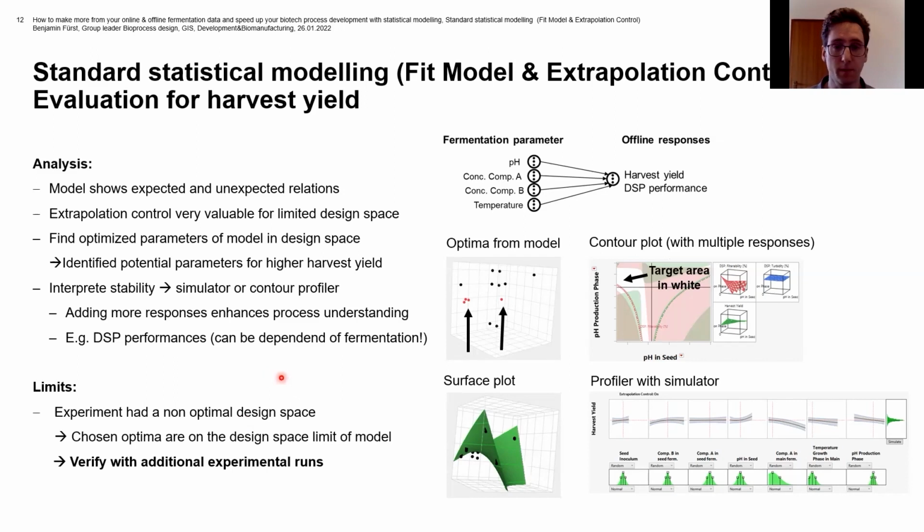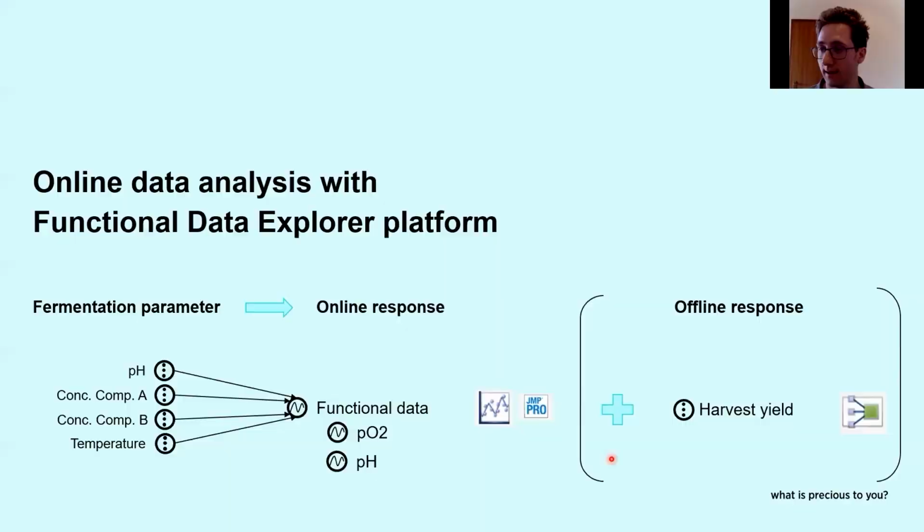Okay, at this point, we have the profiler with the response of the harvest yield over the fermentation parameters. Now, I already hinted at it. Wouldn't it be great to have all your online sensors on there too, so you can see other effects as well? Let's go there. The next step is online data analysis with a functional data platform. There you're able to use the same set of fermentation parameters and model the functional data, the online response data, and combine them with the model we just designed.